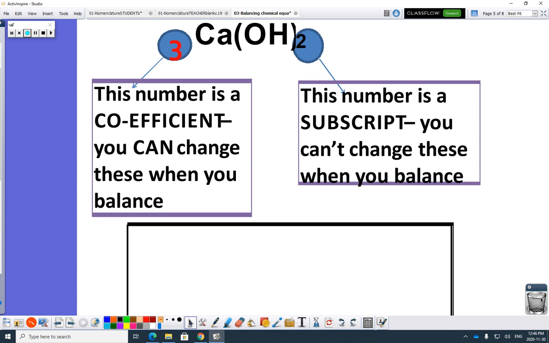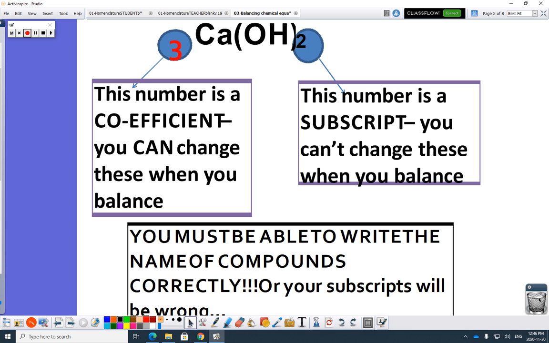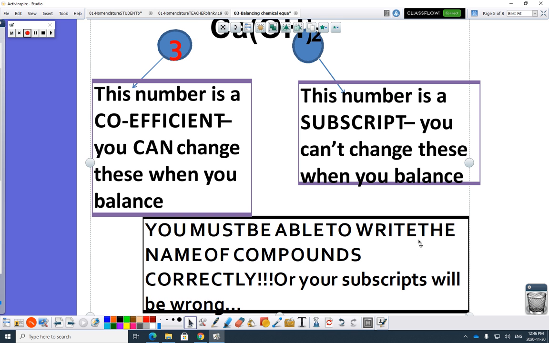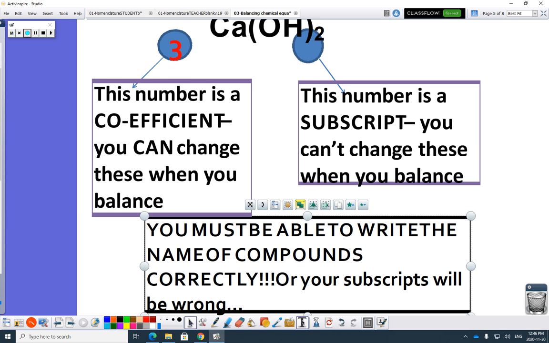Okay, so the subscript comes from writing the formula. That's why it's so important to be able to write the formula, because if you can't write the formula, then you won't be able to balance, and then you'll come to me and say, Ms. Todd, I can't balance this, and then it's so sad for me, and I have to say, go sit down.